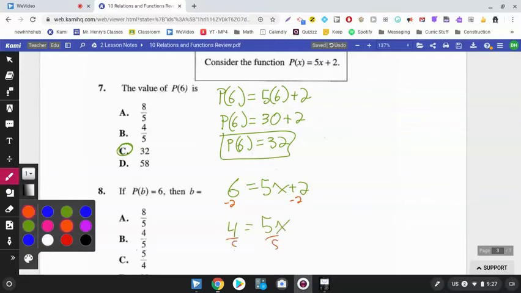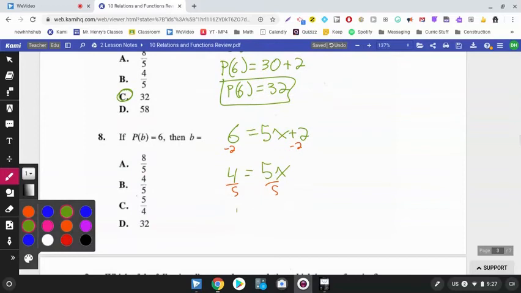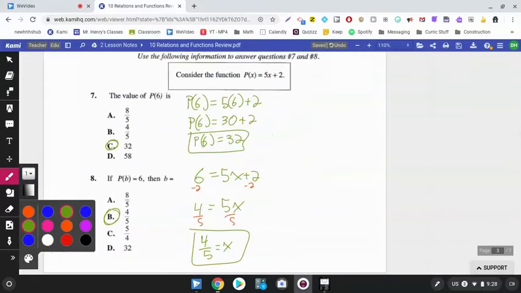Divide by 5, divide by 5, and I'm going to get a fraction or a decimal. 4/5 equals x. And, oh yeah, they left it as a fraction for my answer. So those are the 2 things, right? When I give you function notation, or even just when I give you an equation, maybe I give you the input and I need you to just plug in and solve, or maybe I give you the output and I need you to go back algebraically and find it.